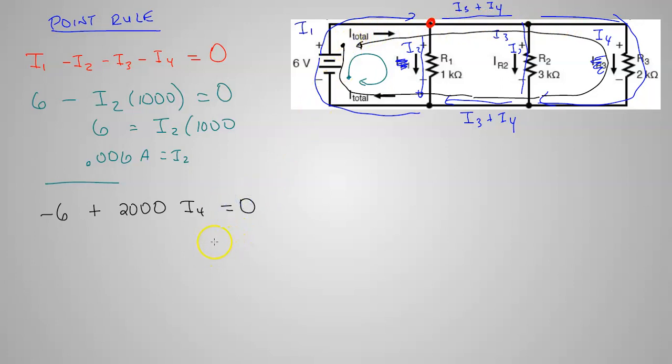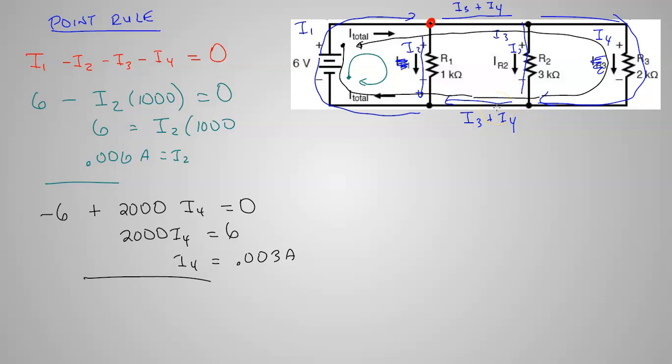That one only has one variable. I go ahead and solve that. 2,000 ohms times I4 equals 6. I4 divided by 2 would be 3, so I get 0.003 amps right there. Okay. You could do the same thing with that I3 there, this guy. But here's an even easier way on this one.